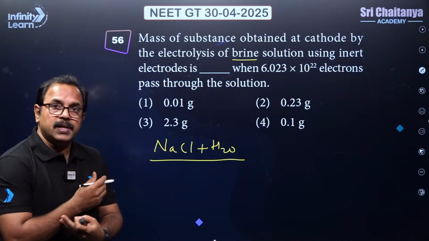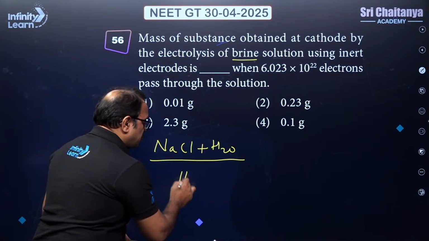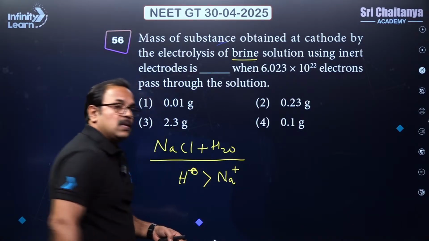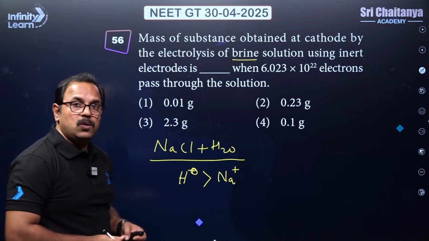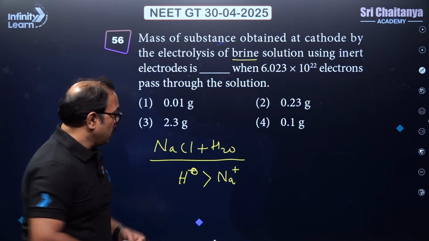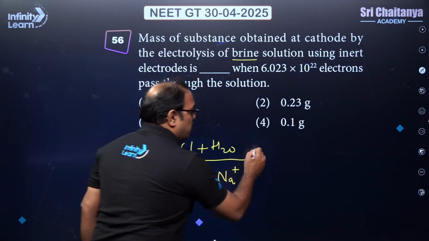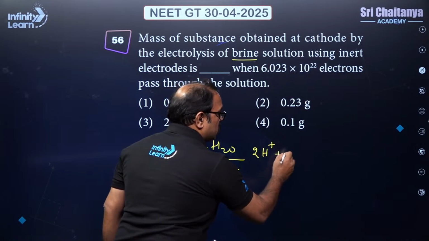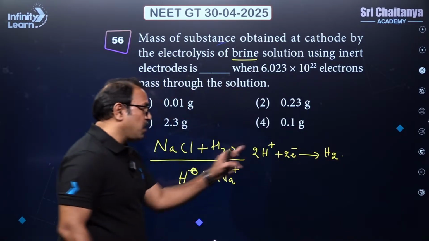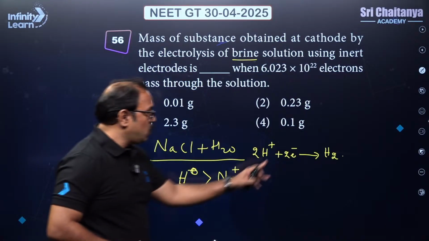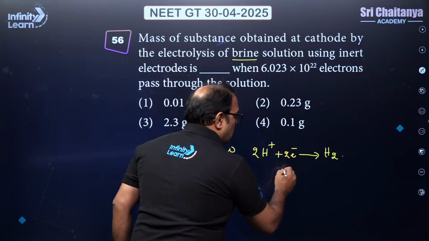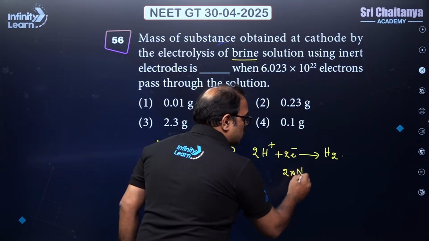Whenever you have the components NaCl and H2O, we know that the reduction potential of H+ is more than Na+. So whenever you have a competition between two cations, whichever has higher reduction potential gets reduced easily. So when electrons are available, H+ will have the tendency to undergo reduction. It results in the formation of H2, with high priority over Na+. We know 2 electrons will always speak for 2 Faraday. So it's nothing but 2 into Avogadro number of electrons, that is 2N electrons.